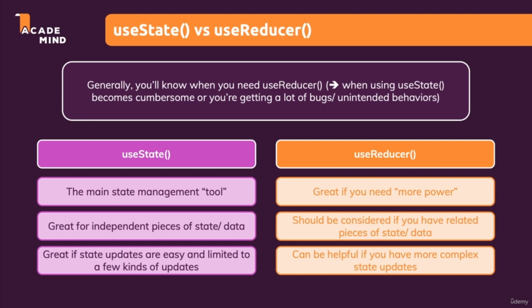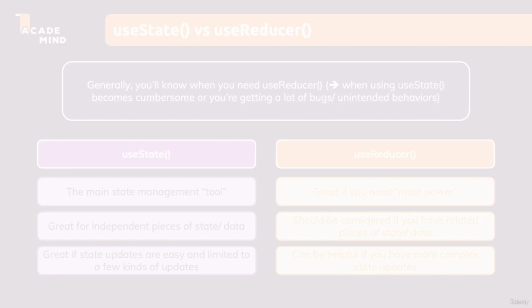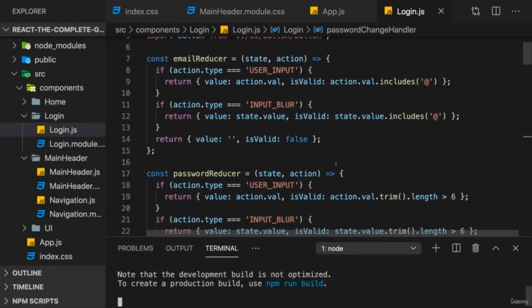If you have just a simple state that just switches between two different values, for example, using useReducer might be overkill. And that's it for useReducer.